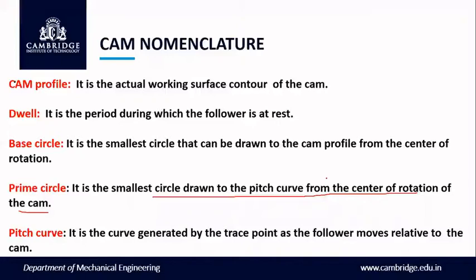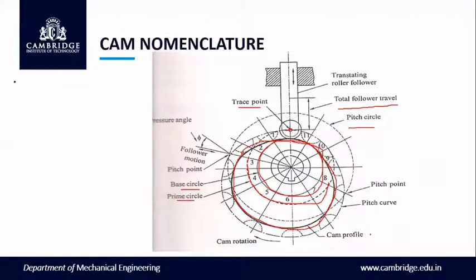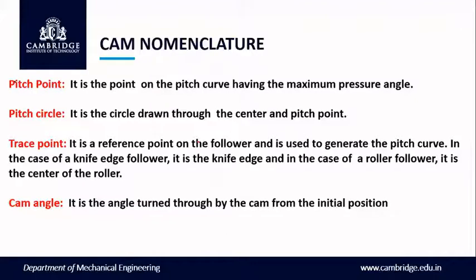Then pitch curve, it is a curve generated by the tracing point as the follower moves relative to the cam. The pitch point is the point on the pitch curve having the maximum pressure angle. In the diagram we can see the pitch point is here, at which the pressure angle will be maximum. Then pitch circle is the circle drawn through the center and pitch point. If you draw a circle keeping the compass leg at the center of the cam, and touch the pencil to the pitch point, the circle obtained through this radius is called the pitch circle.